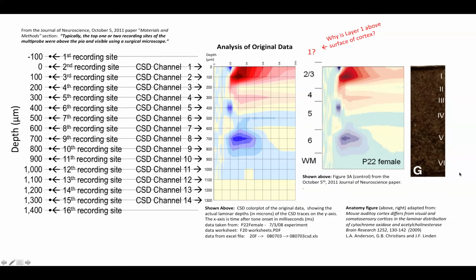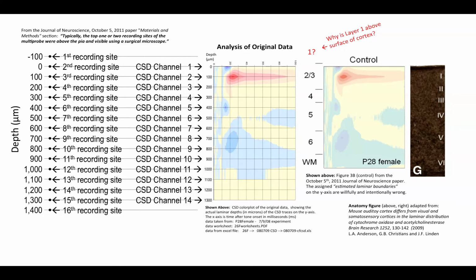Here's another way of showing the same data from figure 3a. And if you read the methods section of the paper, it's very clear in stating that the top recording site is visible above the brain. They say the top 1 or 2 recording sites of the multiprobe were above the pia and visible using a surgical microscope. Which begs the question, if these recordings were from the full depth of auditory cortex, which they would be if the top recording site is visible above the brain, then why is layer 1 not on the categorical y-axis? And why are they not forthcoming about the actual cortical depths these traces were recorded at?